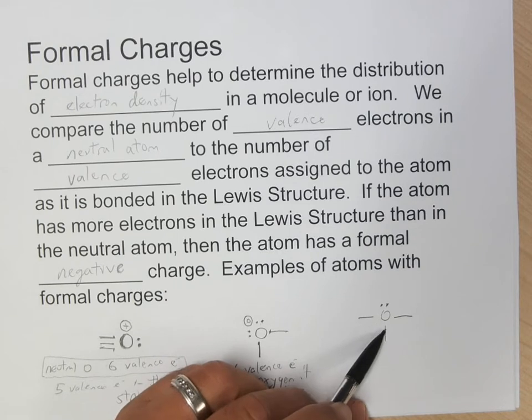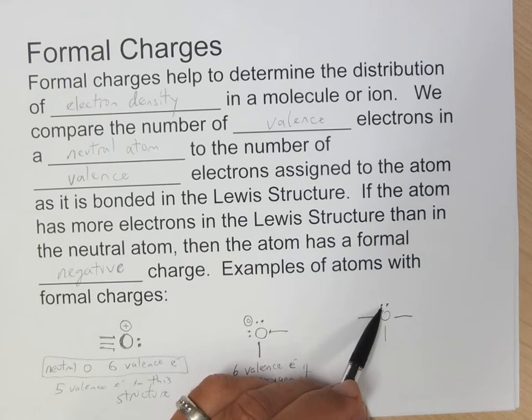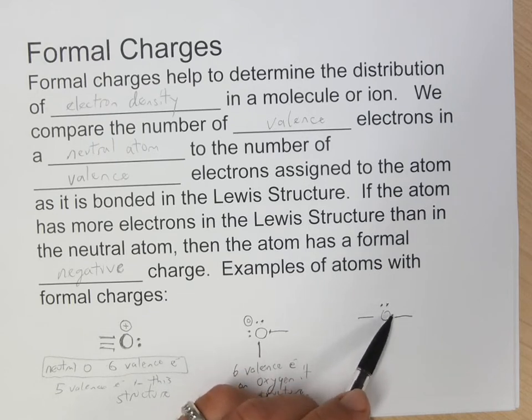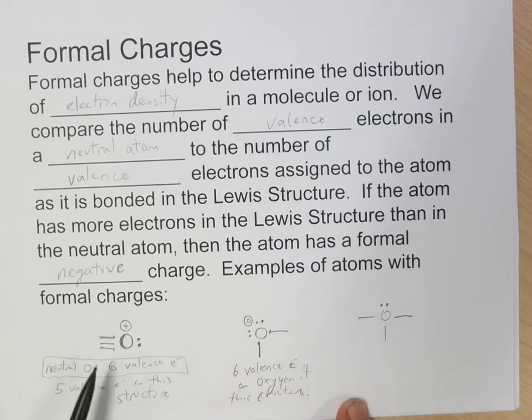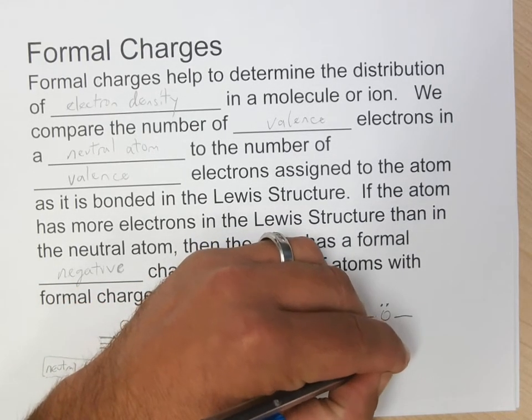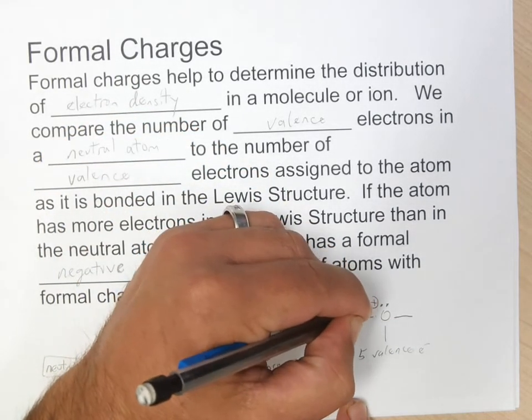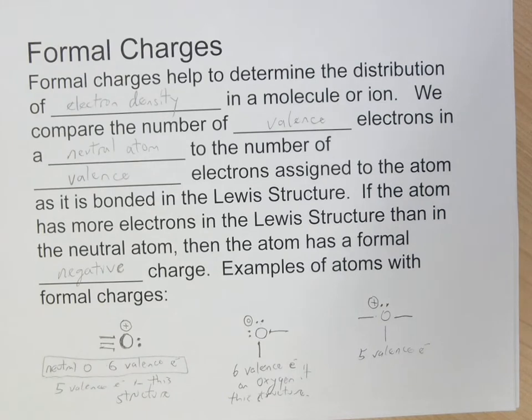And now if you have oxygen with 3 bonds and a lone pair, again, 1, 2, 3, 4, 5, this is just like a triple bond and a lone pair. So you get 5 valence electrons in this structure, so this oxygen is formally positive as well.